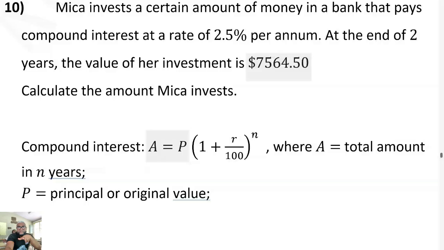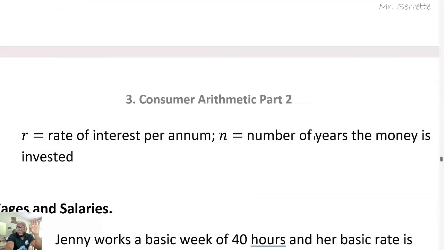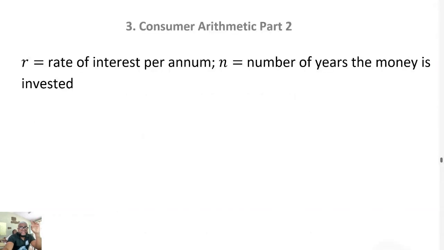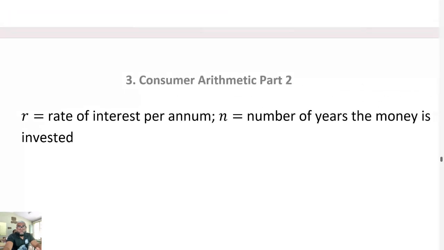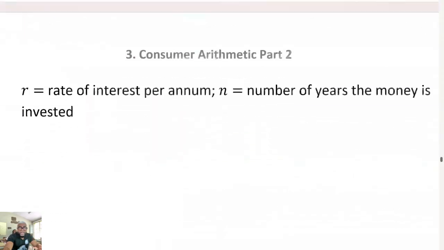So they just give us the formula that I gave you all above here. A is the total amount, P is my principal, R is my rate, and N in this case will be what? Number of years. So CSEC actually gave us this formula. So let's work the formula. We have A.